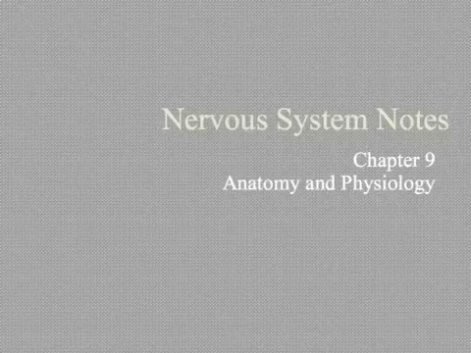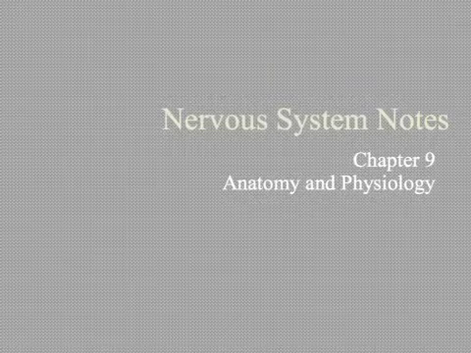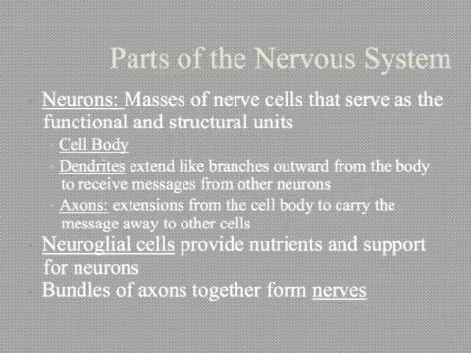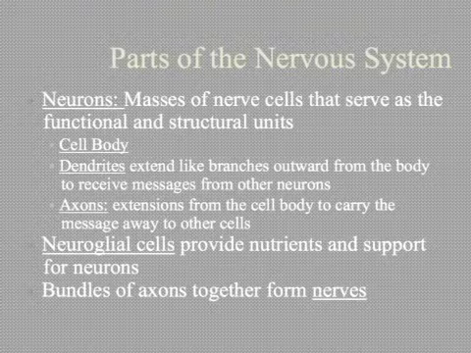This is the first lecture in Chapter 9, Nervous System, for Anatomy and Physiology. I'm going to be talking about the parts of the nervous system. The first thing you need to know is that nerve cells have a special name that's different from other kinds of cells, and that name is neuron.